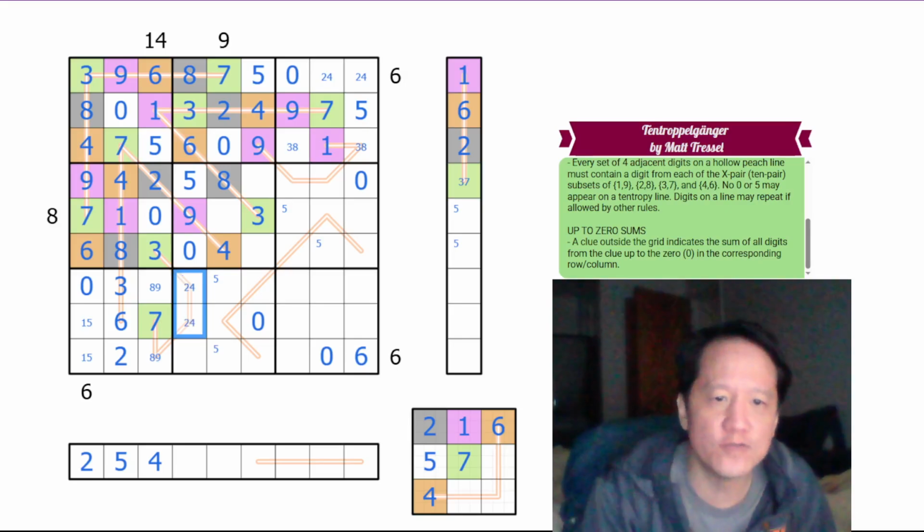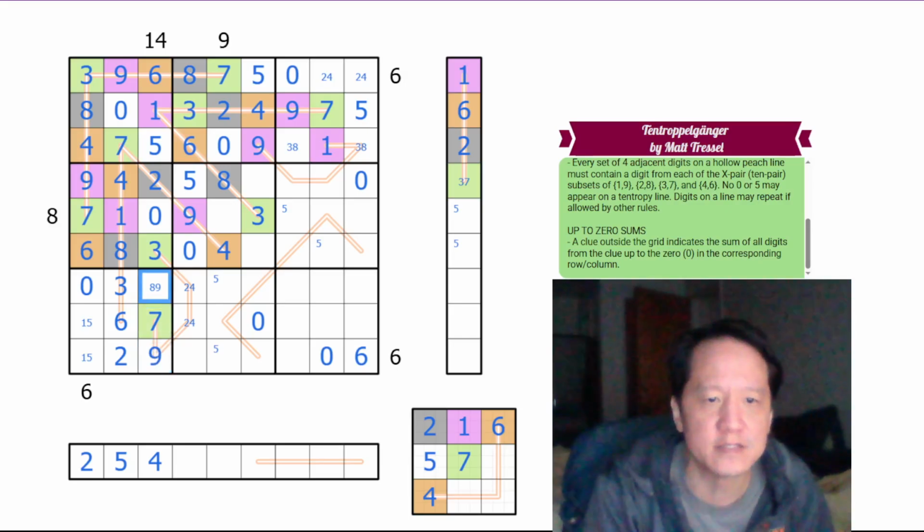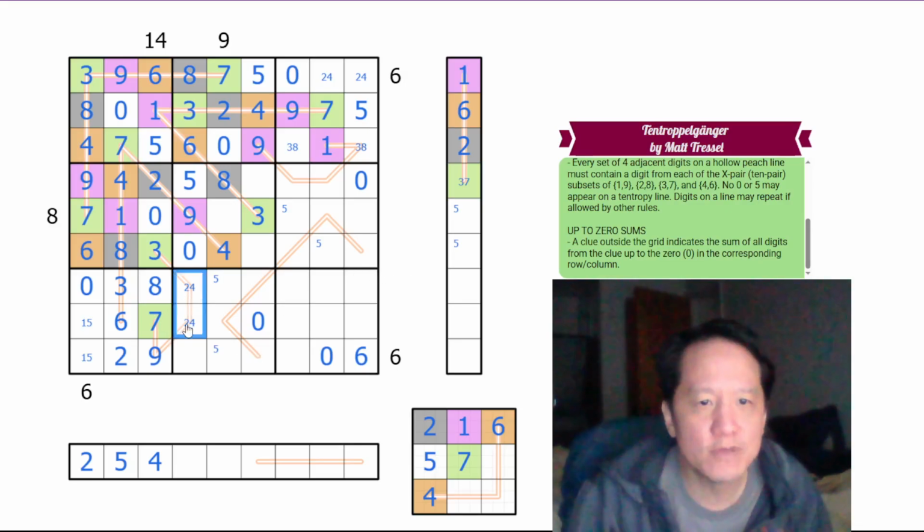Since this is a 2, 4 pair, that means you can't have another from the set 2, 8 on this set of 4 cells. So this can't be 8. This is 9. This is 8. We have 2, 4 here. We could be missing a 1. We're either missing 1 or 7.